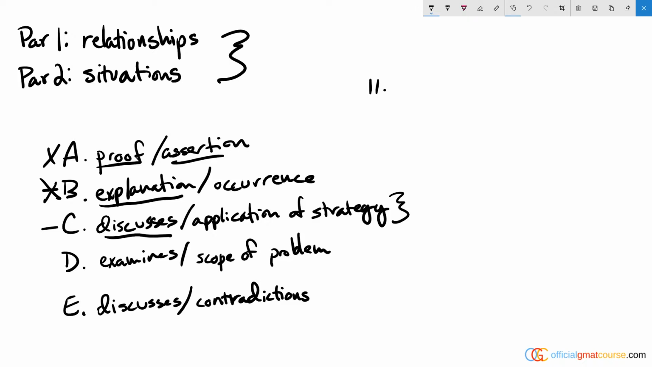Answer choice D examines the scope of the problem. I don't think it's examining the scope of any problem. I don't know what the problem would be. Is the problem the fact that sometimes you have to be in competitive relationships and sometimes in supplier partnerships? That doesn't seem to make sense to me. Answer choice E discusses the contradictions inherent in the relationship described in the first paragraph. So what contradictions exist in the first paragraph? I don't think these contradictions make sense, and for that, I'm out. So answer choice C is our answer here.